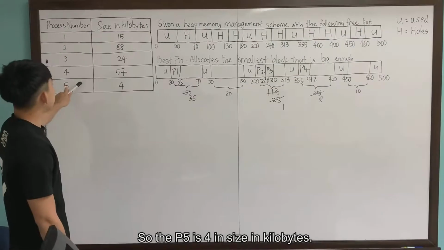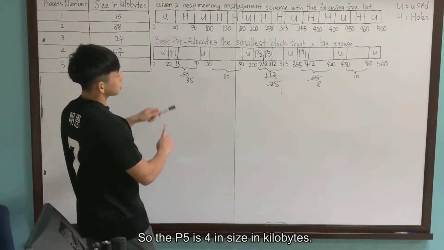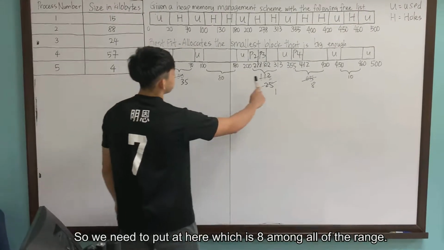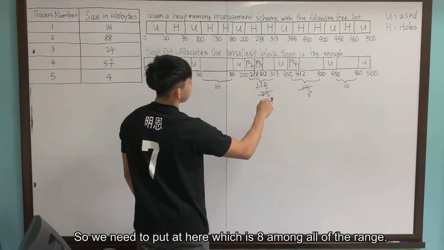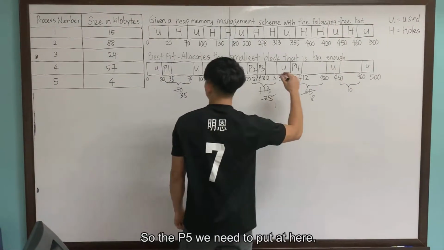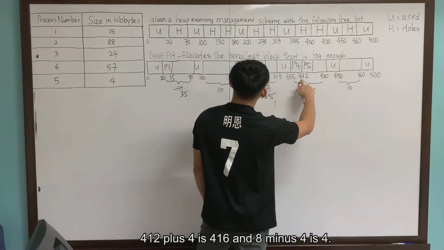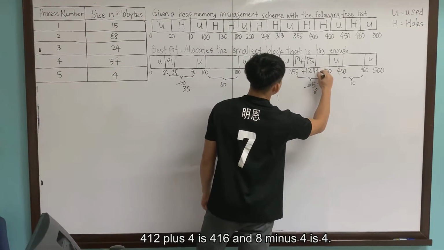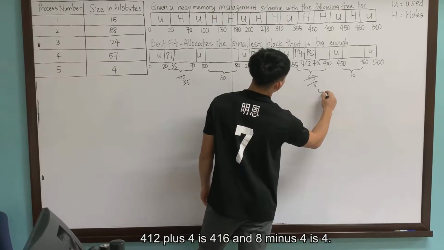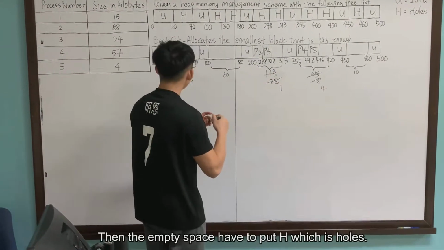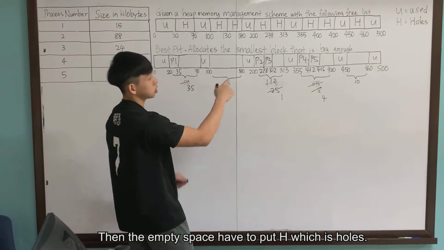Then P5 is 4 in size in kilobytes. So you need to put it here, which is 8, because among all of the ranges it is the smallest that fits. So P5 needs to be put here. 412 plus 4 is 416, and 8 minus 4 becomes 4. Then for the empty spaces we need to put the H, which is hole.